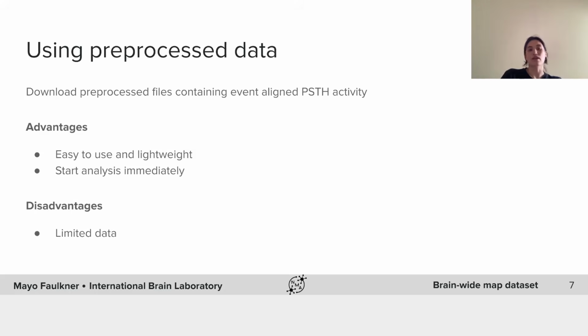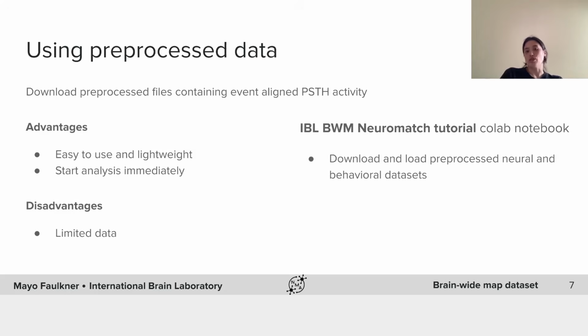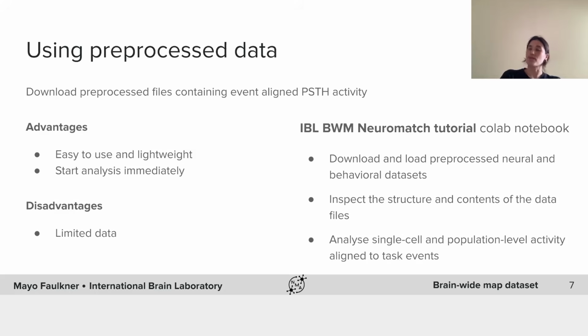The disadvantage is that the data is limited in scope. It only contains neural data and task-related data, but it does not, for example, contain any of the raw or video data. To use this data, we prepared a Colab tutorial notebook called IBL Brain-wide Map Neuromatch Tutorial. In this, we show you how to download and load the preprocessed data, to look and explore the content of the data, and then to perform some single cell and population activity level analysis that are aligned to different task events.